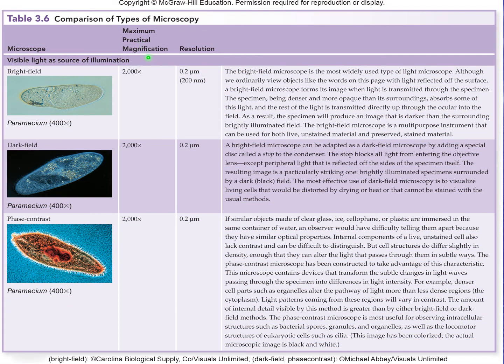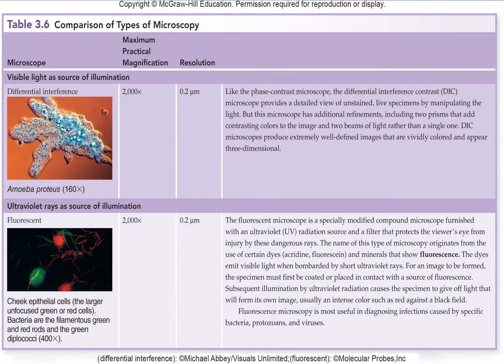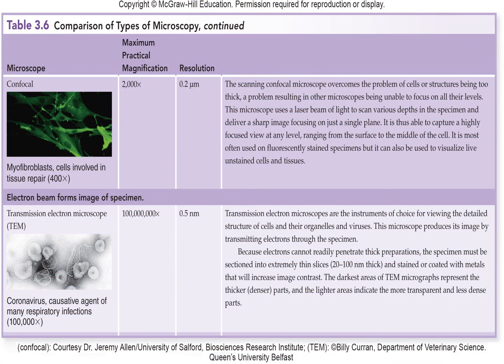Our maximum practical magnification is around 2,000 to 2,500 times magnification. So you can see that the outside limits of our light microscope is actually very small. So what did we do? We came up with a new illumination source, and that's electrons.